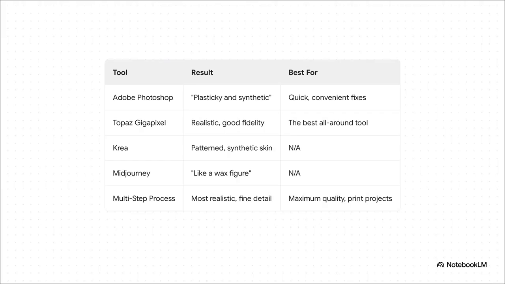Well, when you put it to the test against the other big tools out there, the results are pretty clear. Adobe's tool tends to give this plasticky and synthetic look. Midjourney's upscaler makes people look like wax figures. For the best all-around balance of quality and just ease of use, Topaz Gigapixel is still the champ, giving you really realistic results. But if you want the absolute best quality, especially for something like a print project, a multi-step process where you add textures before you upscale, that's what gives you the most lifelike detail.